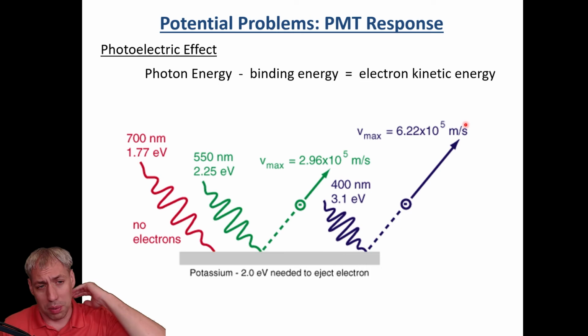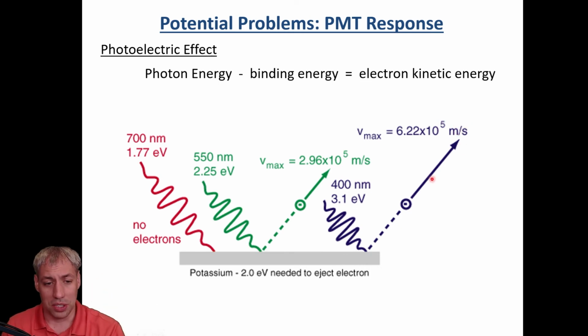But there is a potential problem with this, especially with time-resolved measurements, that you're relying on the photoelectric effect, which is essentially your photon's going to hit a material, that material is going to eject an electron. The speed of that ejected electron is dependent on the energy of the incident photon. So let's say you need 2 eV to eject an electron, 700 nanometers, no signal, go down to 550 nanometers, that's 2.25 eV. That's enough energy to eject an electron.